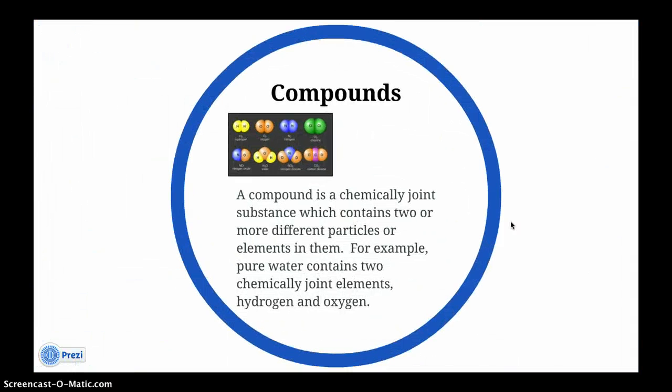A compound, however, is a chemically joined substance which contains two or more different particles or elements in it. For example, pure water, the stuff we drink, contains two chemically joined elements, hydrogen and oxygen.